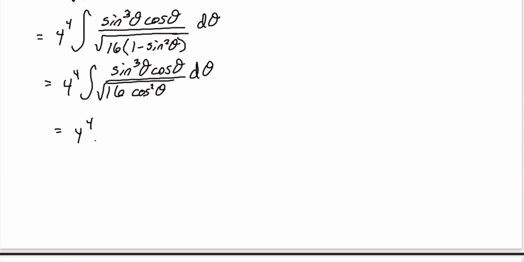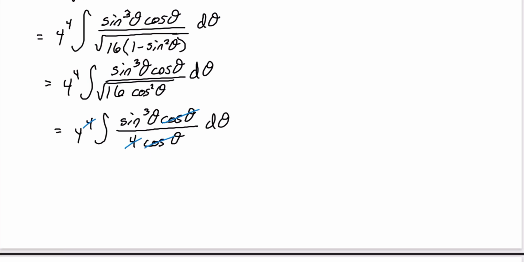4 to the 4th integral of sine cubed theta cosine theta, all divided by the square root of 16, which is 4, times the square root of cosine squared, which is cosine theta, d theta. Finally, we've removed the radical, and we can simplify a little bit more. We can cancel the cosines. One power of 4 we can get rid of. That means we're left with 4 cubed on the outside of the integral of sine cubed theta d theta.